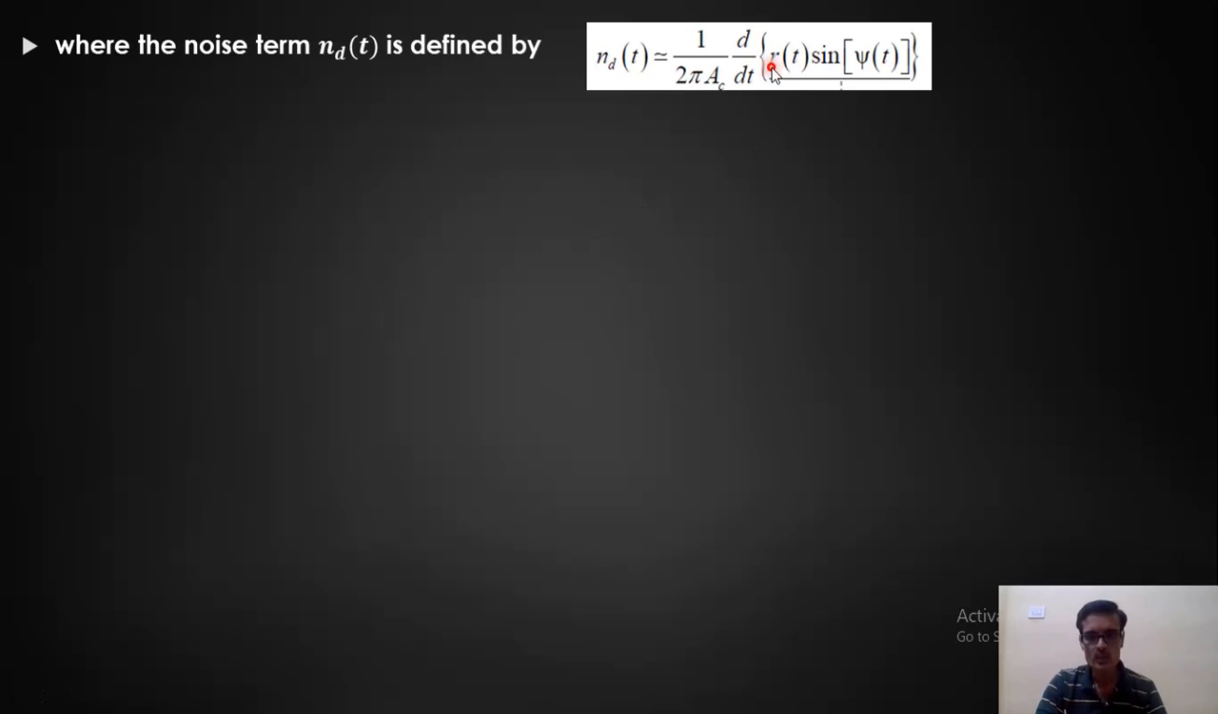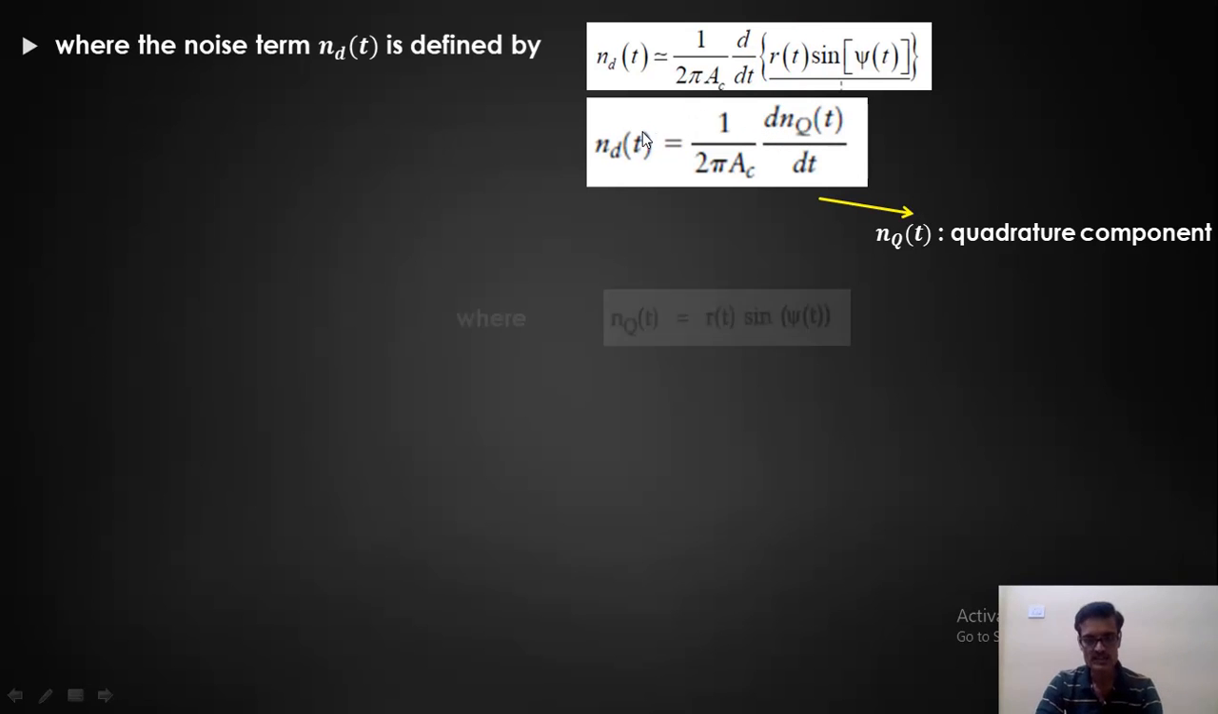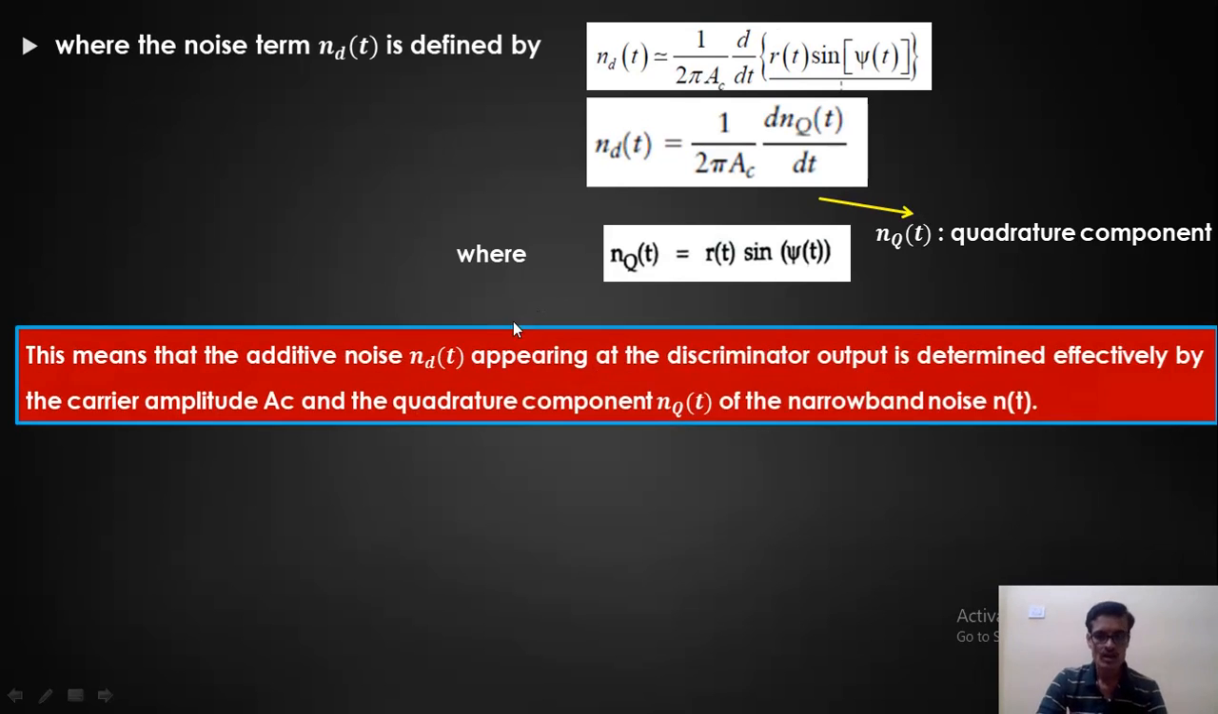Now, I'll take up that same equation once again, that is nd of t. In this equation, let us replace this quadrature component by a single term, let us say nq of t. So this entire thing is replaced by nq of t. So we have d by dt of nq of t because it's a quadrature component, correct? As I told just now, nq of t is nothing but r of t sine of psi of t. So what does this mean? This means that the additive noise nd of t appearing in the discriminator output is determined effectively by the quadrature component, that is nq of t.